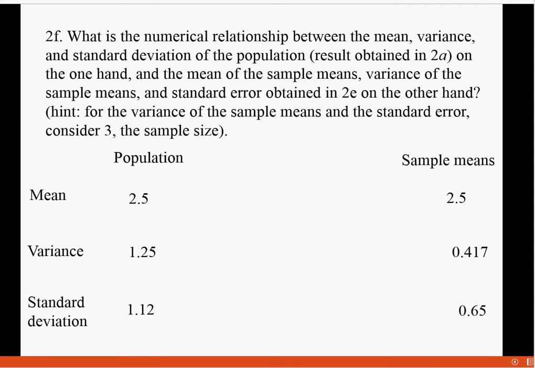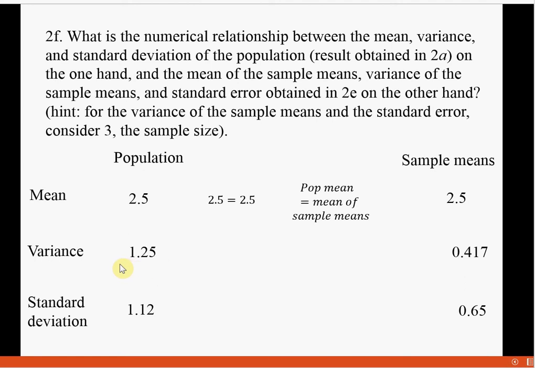Now, we are going to study the numerical relationship between these two sets of values: between the population mean and the mean of the sample means, between the population variance and the variance of the sample means, and between the population standard deviation and the standard error of the sample means. First, let's look at the means. Again, it's very easy to find out how they are related to each other. They are the same, identical. Okay, so the population mean equals the mean of the sample means.